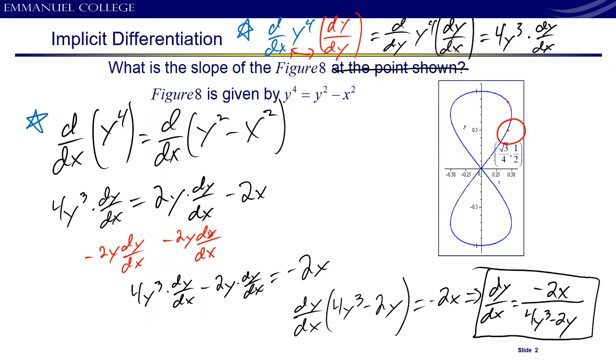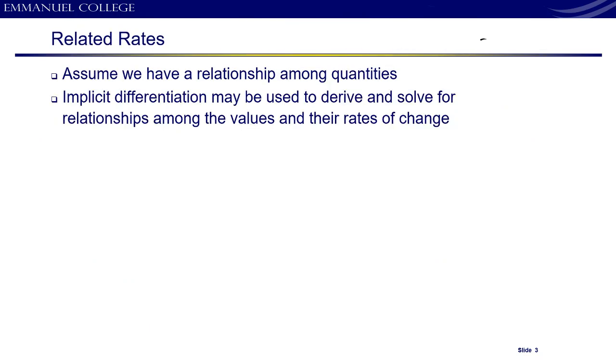So with that, we can go on to our overview of related rates. What we're going to do is assume we have a relationship among some quantities. And we're going to use implicit differentiation to derive and solve for these relationships.